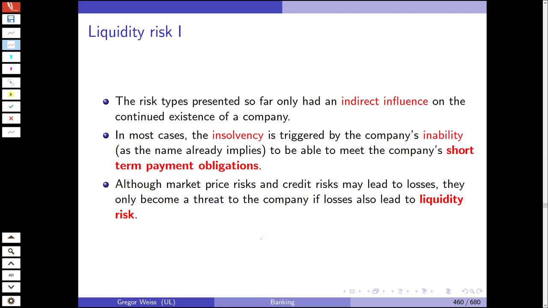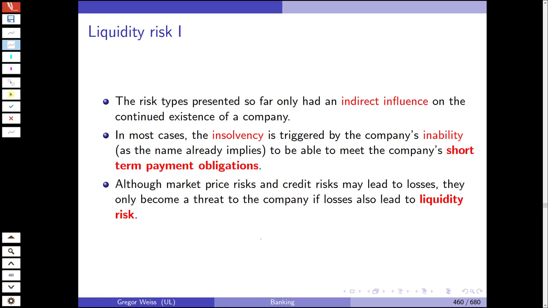Then we have liquidity risk. Liquidity risk arises from inflows and outflows of liquidity and cash. Now, the risks we've talked about so far, market risk and credit risk, only have an indirect influence on the continued existence of a company. Why is that? You will face losses, but you can cope with losses. You don't go bankrupt immediately simply because of a financial loss. But at some point, financial losses will be so high that you will face default, that you will face bankruptcy.